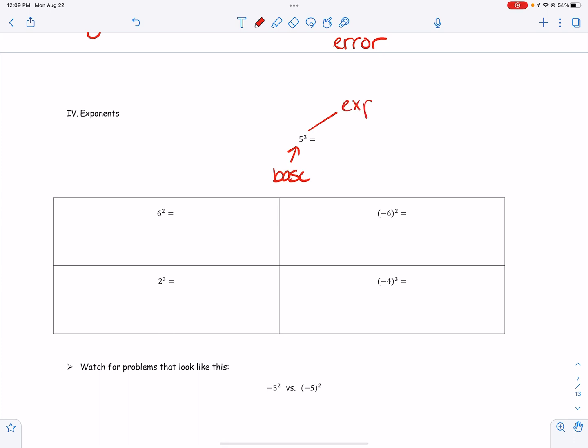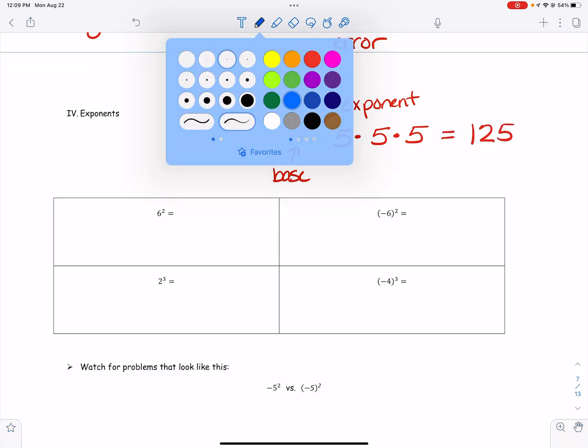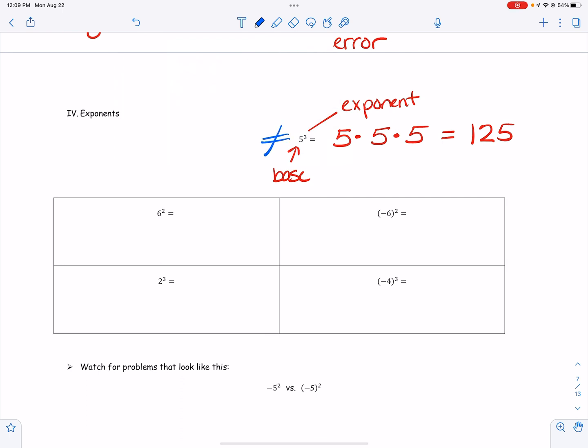Now, with exponents, we have a big number, which is called our base, and we have a small number, which is called our exponent. And the exponent tells us how many times to write the base. So I write the base once, I write the base twice, I write the base 3 times, and then I multiply them out. The most common error that students do is that this does not equal 15. They take the base and they multiply it by the exponent, okay?